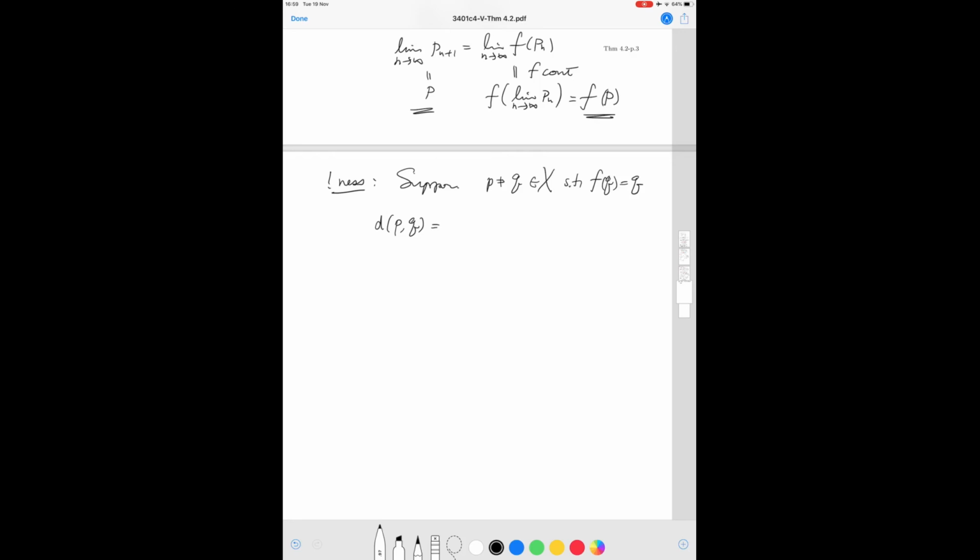d of P and Q is equal to, because P is a fixed point, P is equal to f of P, Q is a fixed point, Q equals f of Q, and then f is a contraction, this is less than or equal to lambda times d of P and Q. But the contraction constant lambda is strictly less than 1, so this is strictly less than d of P and Q, which is impossible. And this contradiction shows that P is equal to Q, and that concludes the proof, because it shows that the fixed point is unique.